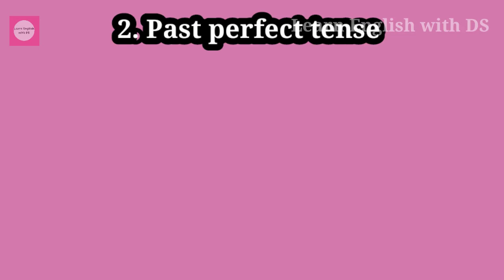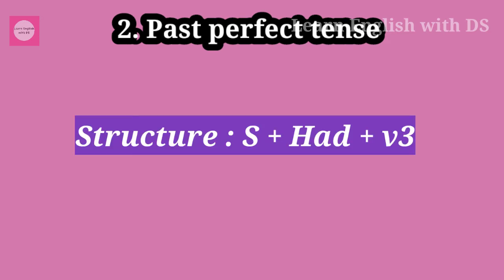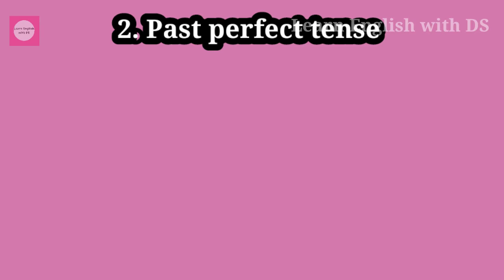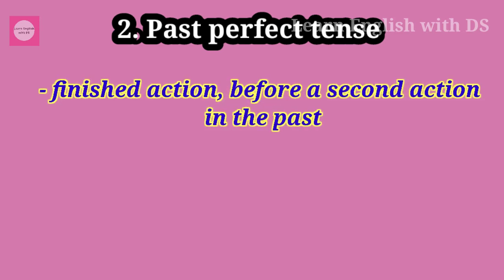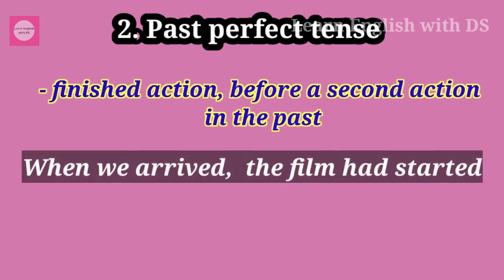Now, we are going to share where and when to use past perfect tense. The structure of the past perfect tense is subject plus had plus past participle, that is third form of the verb. We use past perfect tense to talk about a finished action before a second point in the past. For example, when we arrived, the film had started.